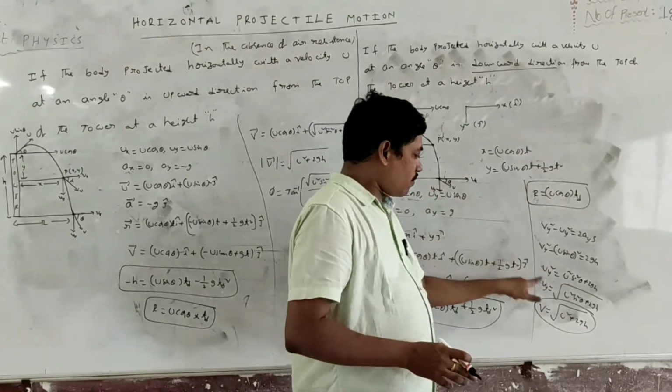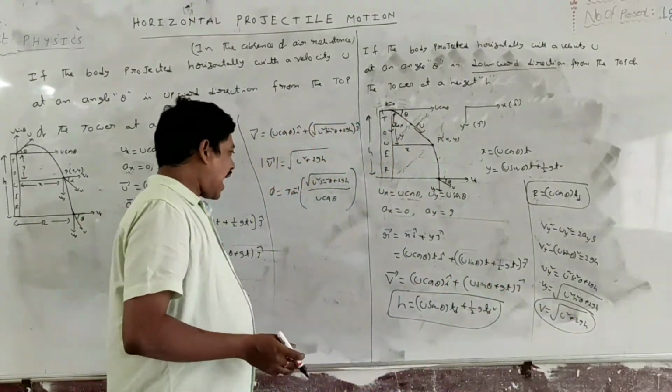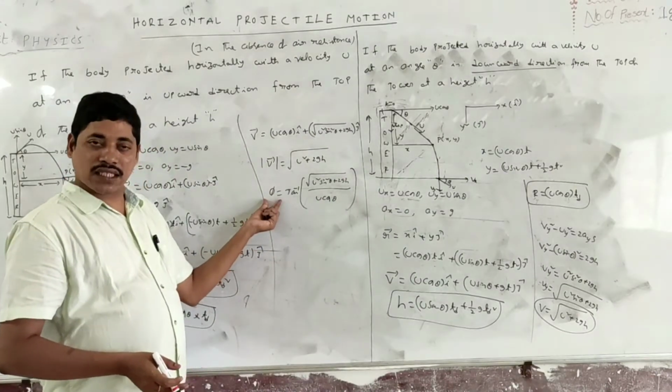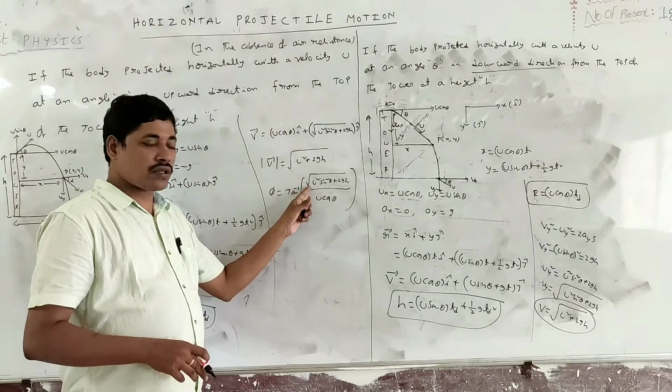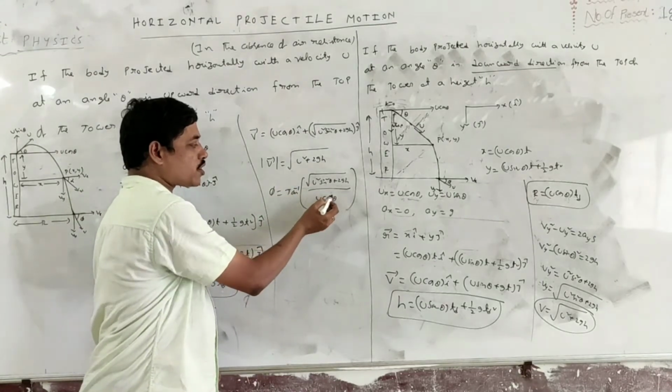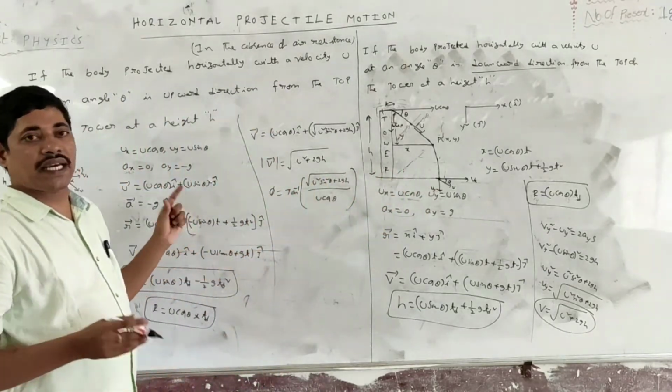In this case, v is equal to under root u square plus 2gh. And also the angle made by the velocity vector striking the ground, phi, is equal to tan inverse of under root u square sin square theta plus 2gh by u cos theta. This value in both cases will be the same.